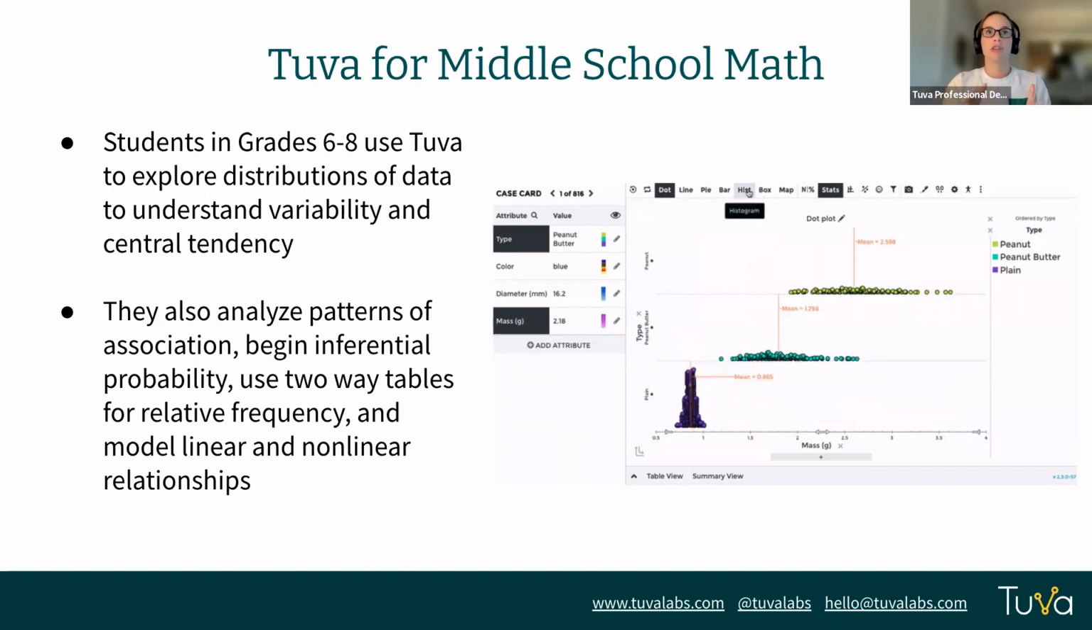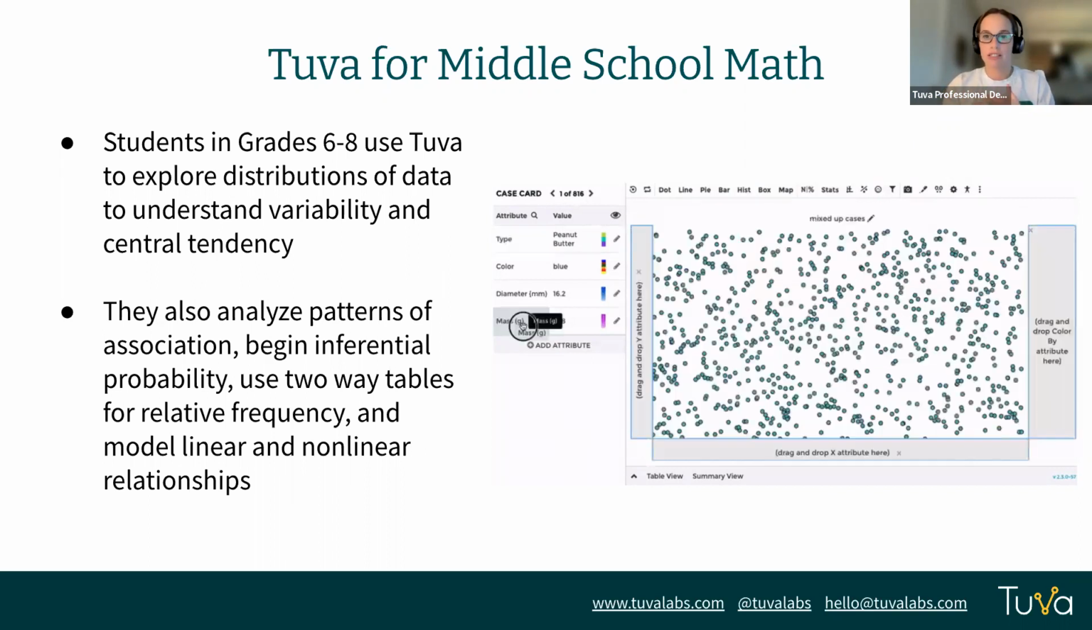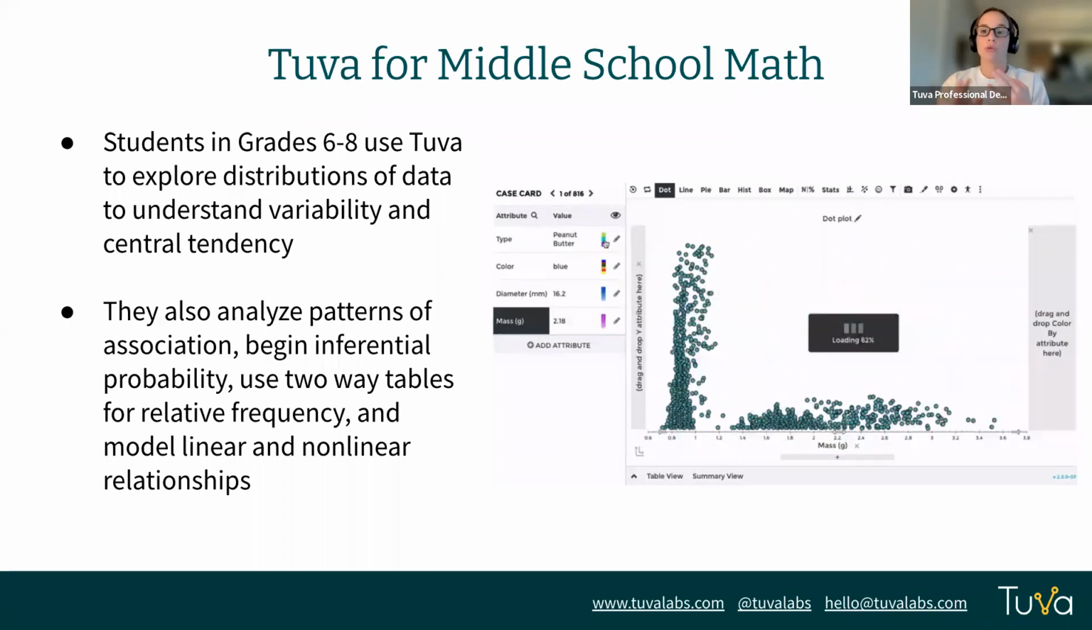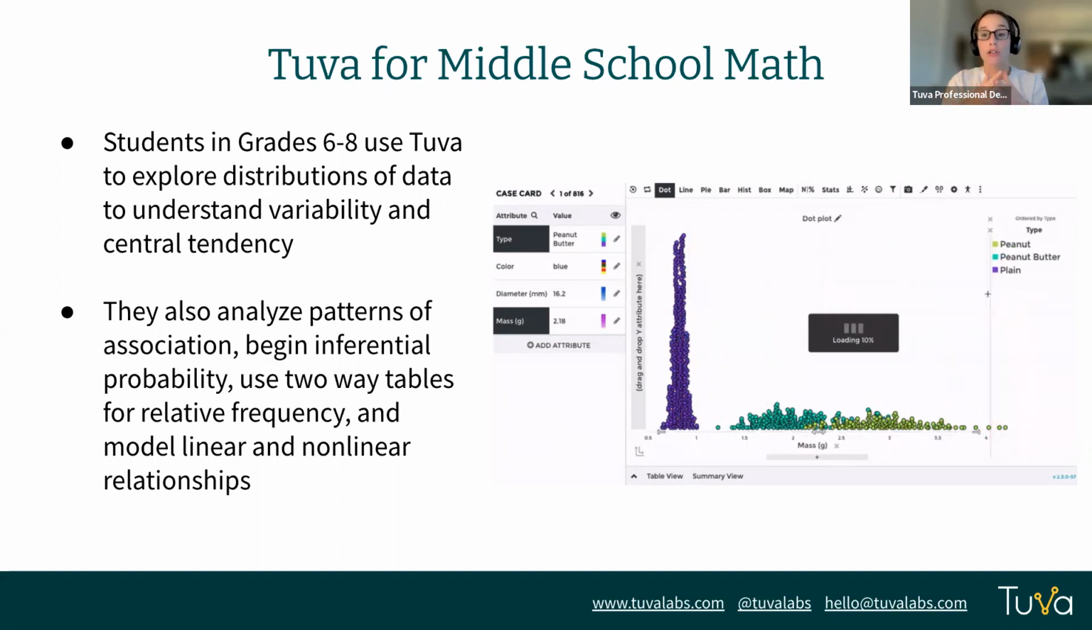So in grades 6 through 8, students start to use Tuva to explore data distributions and start to understand these really crucial aspects of a data set, like variability and central tendency. So they are exposed to mean, median. They are exposed to standard deviation for the first time. They get to look at the spread of data, and then they get to begin to compare groups within each of those aspects of the data set.